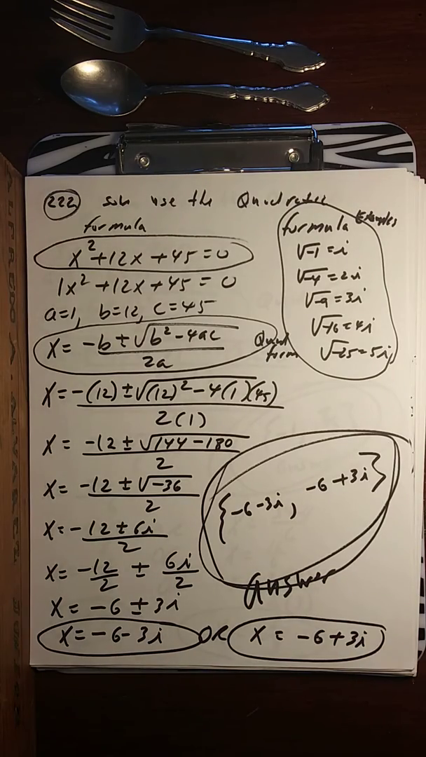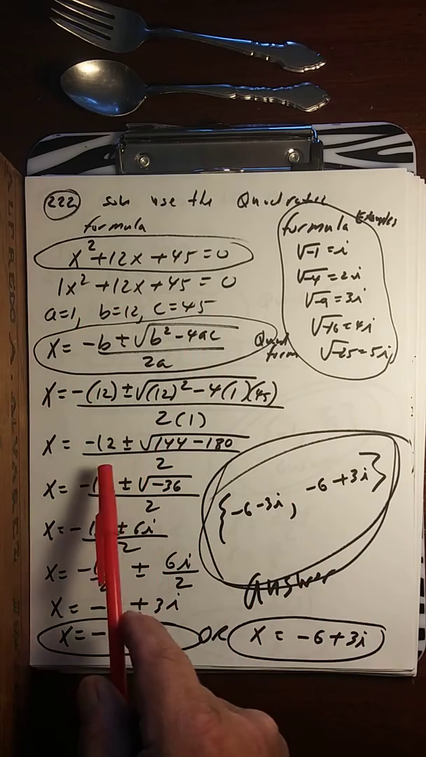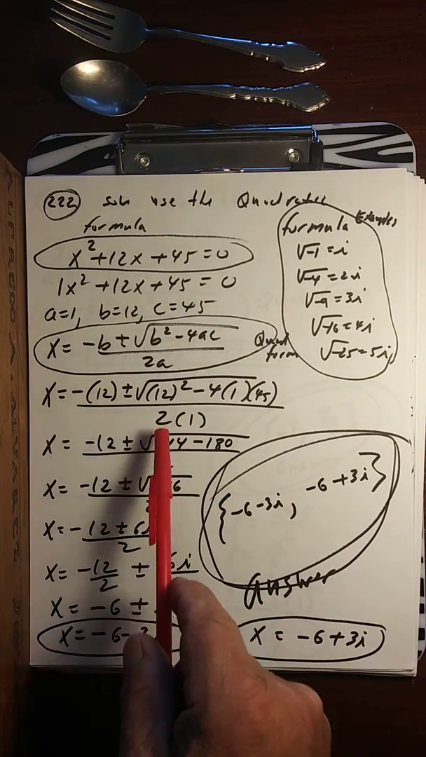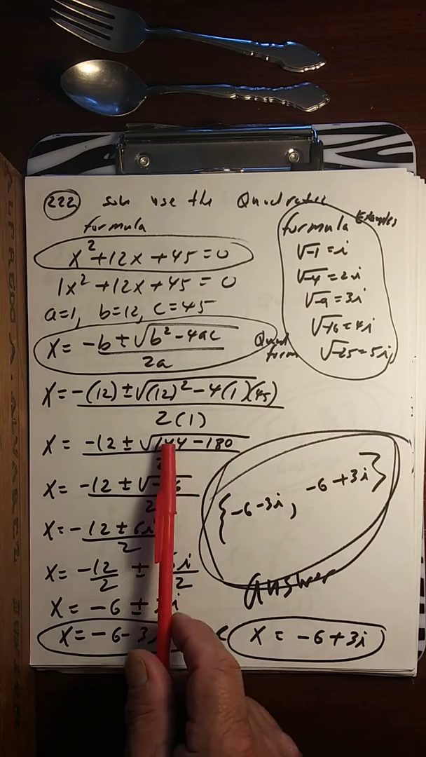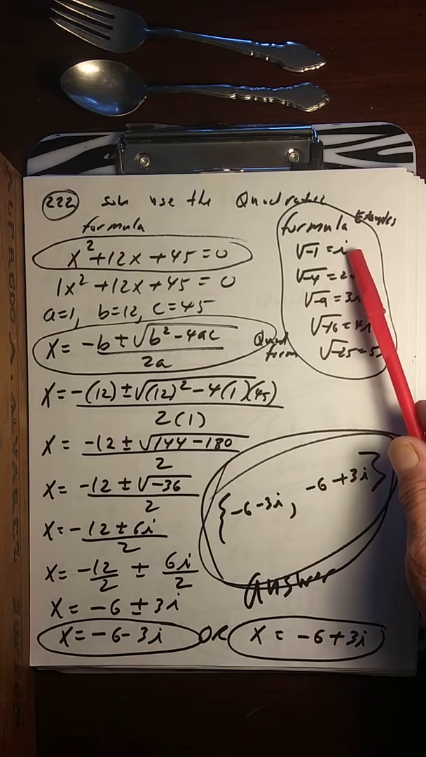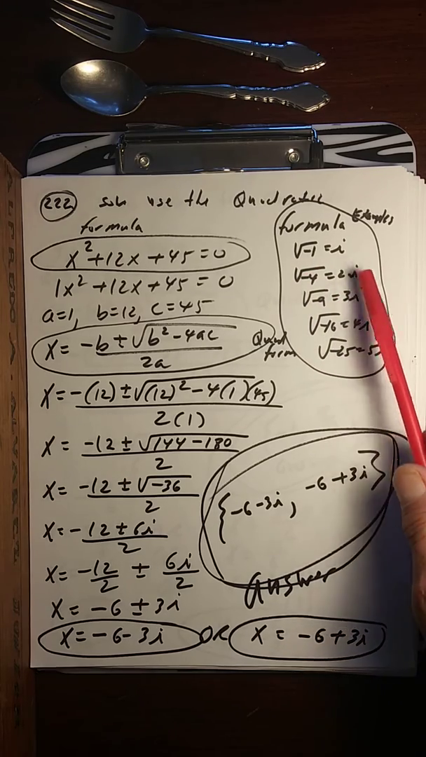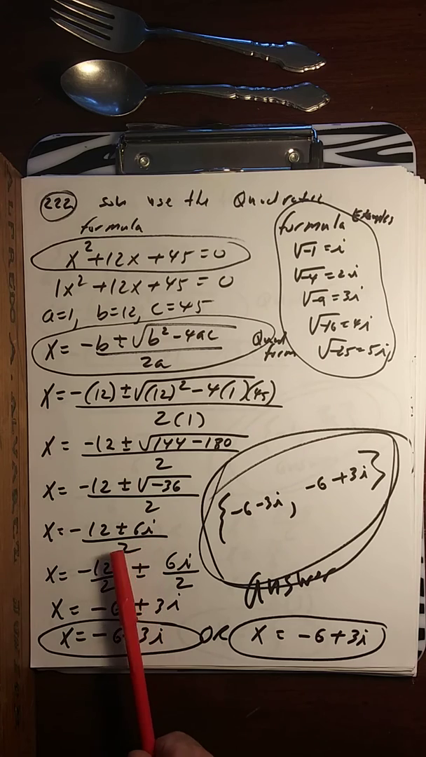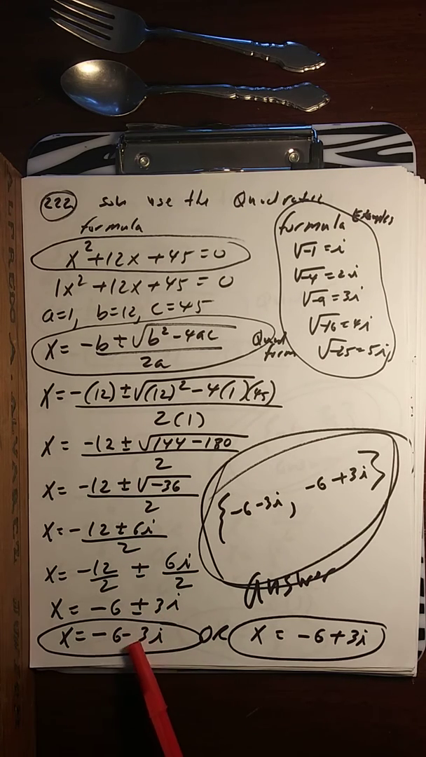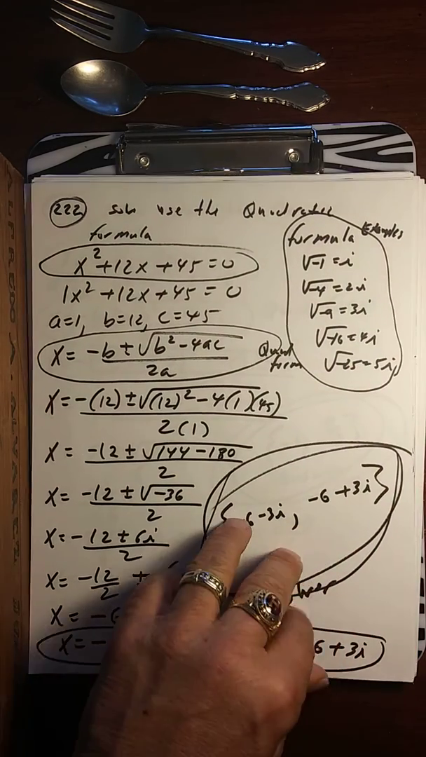Use the quadratic formula again. Put the numbers in, the coefficients right there. There they are. All this A, B, C. And you have negative 12. 12 times 12 is 144 minus 180. That's going to be a negative answer. Ooh. But negative 36 means, remember this i. Square root of negative 4, negative 9, negative 25 is going to be 2i, 3i, 5i, and so on. So this is going to be 6i. So now divide by 2. So negative 6 plus or minus 3i, negative 6 minus 3i, negative 6 plus 3i. Using this formula right here for complex numbers.